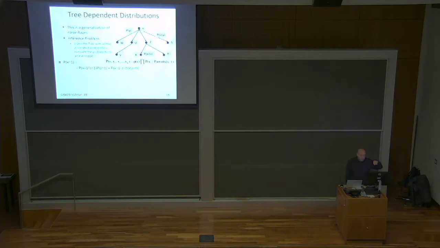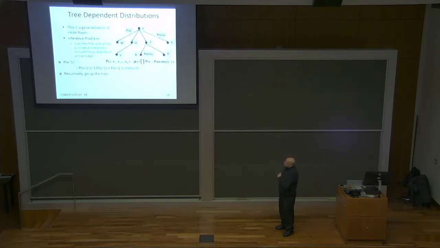So P of x being 1 can be written as P of x being 1 given that z is 1 times P of z being 1, plus P of x being 1 given that z is 0 times P of z being 0. You should agree with that. Now, still not helpful. I know P of x given z, but I don't know P of z.